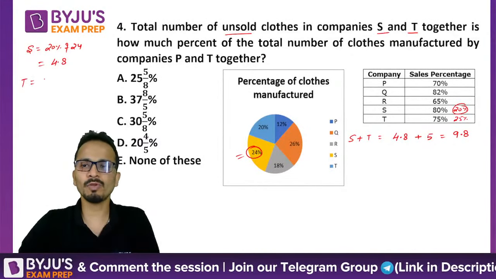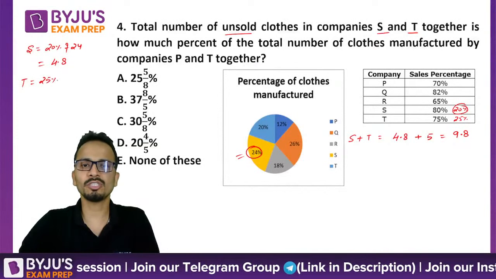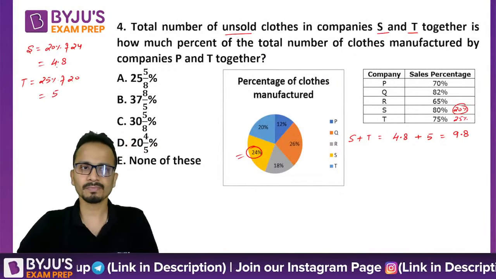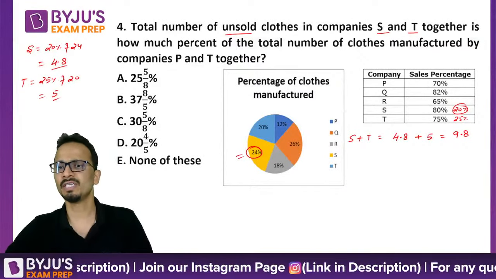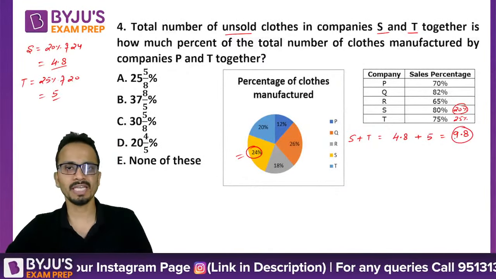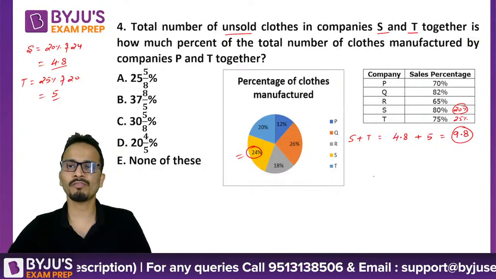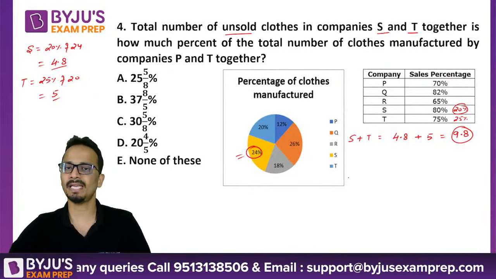And for T, it will be 25% of 20. That will come out to be 5. So 4.8 plus 5, it is a total of 9.8. This value is what percentage of the total number of cloths manufactured by P and T.